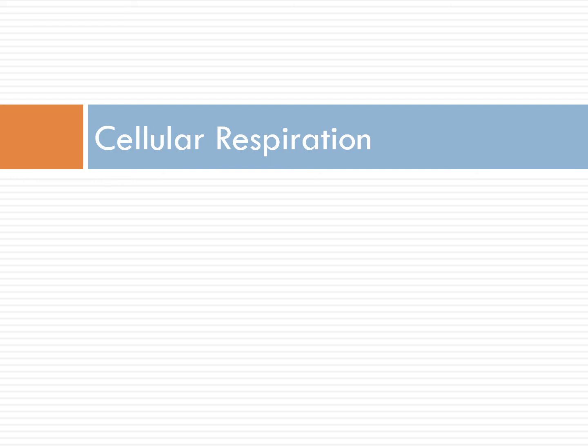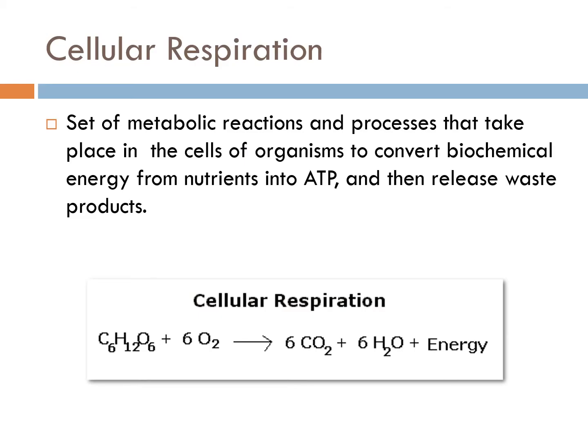So we talked about photosynthesis. Now we're talking about a process called cellular respiration. It refers to a set of reactions and processes that take place in the cells of organisms, and it converts energy from plants and converts it into ATP, if you will.